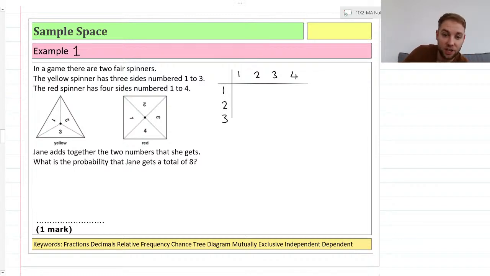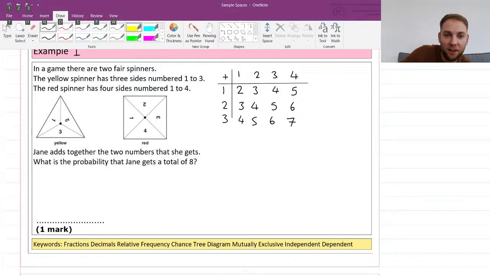And it says that Jane adds these 2 numbers together. So let's put a little plus in the corner there. It's going to be 1 plus 1, which is 2. 1 plus 2, which is 3. 1 plus 3, which is 4. 1 plus 4, which is 5. And then the same for the others. 2 plus 1, which is 3. 2 plus 2, which is 4. 2 plus 3, which is 5. 2 plus 4, which is 6. 3 plus 1, which is 4. 3 plus 2, which is 5. 3 plus 3 is 6. And 3 plus 4, which is 7.